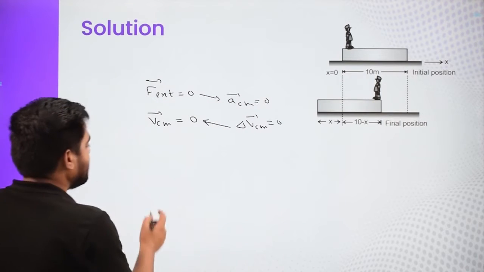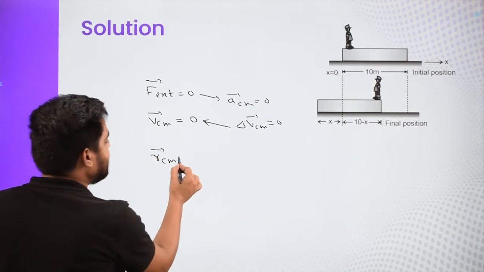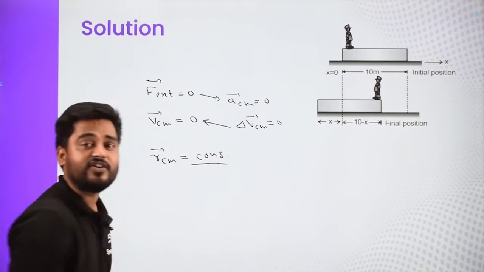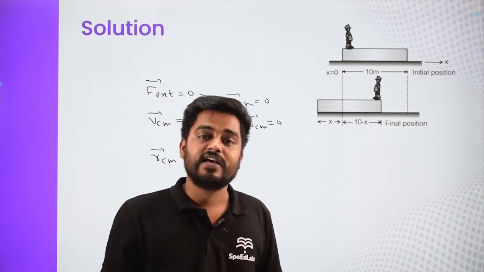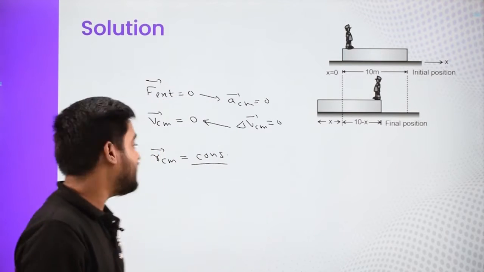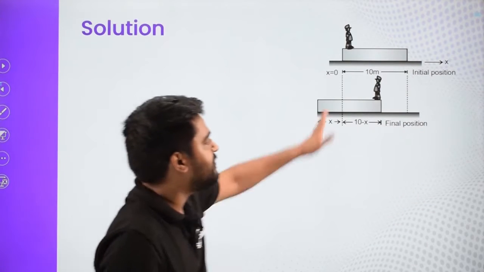So we can say the RCM. If velocity is 0 means RCM, the position of center of mass, is a constant. So position of center of mass is not going to change in this case. So whatever is the position of center of mass as of now, that position will be the same in the question when the man moves all the way from here to there.